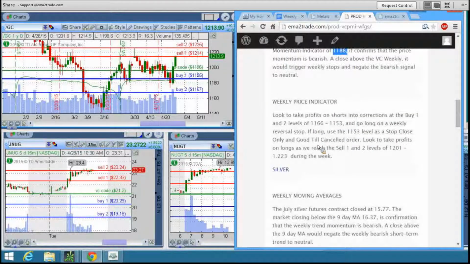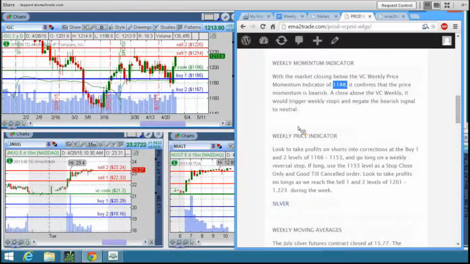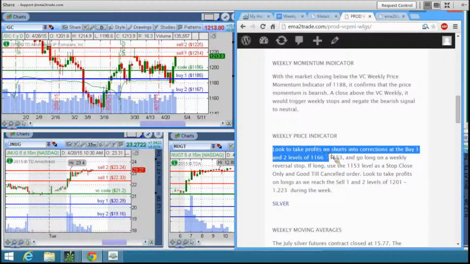Now, this tells you that if we do close below 1188, you should look to take profits on the shorts into corrections at the buy one and buy two levels of 1166 and 1153.